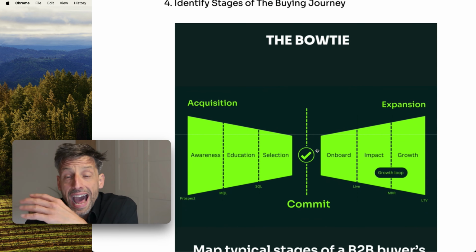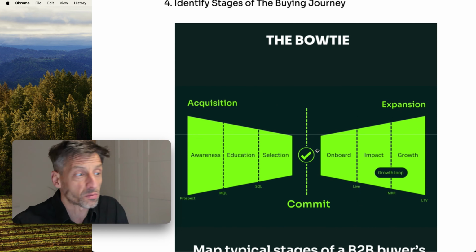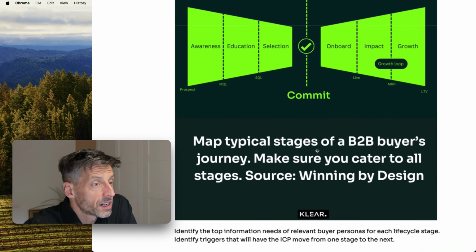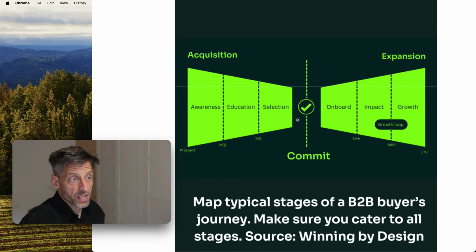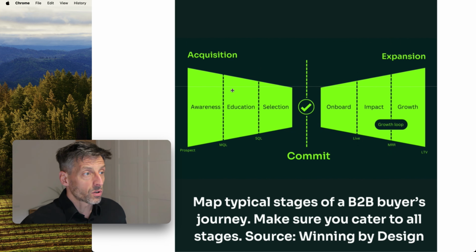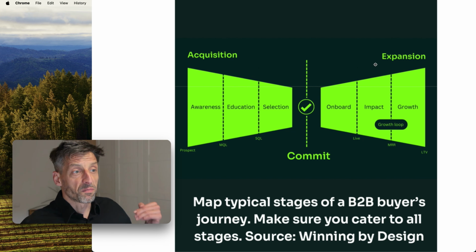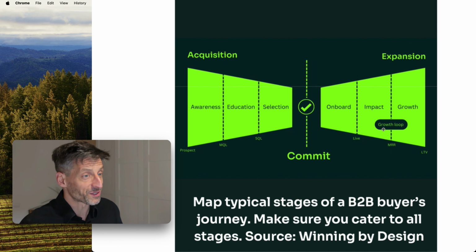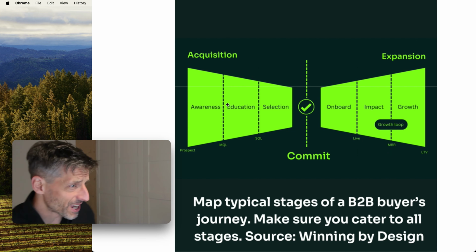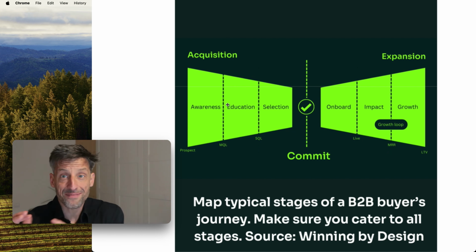Okay, and then what we do is we identify stages of the buyer journey. So we take a look at how a typical purchase is done in your marketplace. And we usually use the stages defined in the bow tie. And this is a model by Winning by Design. And yeah, I'm just going to go quickly through it. So you have the acquisition part, and then you have the expansion part. And sales and marketing people tend to forget about the expansion part, even though that's where most of the money is, and they just focus on the acquisition part. Don't do that. Don't be that guy, okay? So focus on both front end and back end money. So before the sale and after the sale.